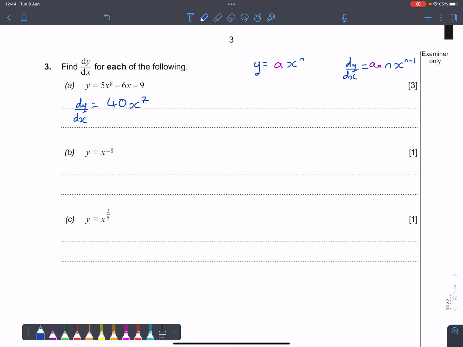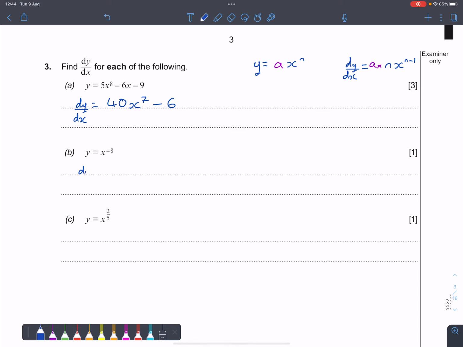Okay, then I have minus 6x. If I differentiate that, that's going to be negative 6 multiplied by the derivative of x, which is 1. So that's negative 6. And then my negative 9, any constant differentiates to 0. So that's my answer for that one.